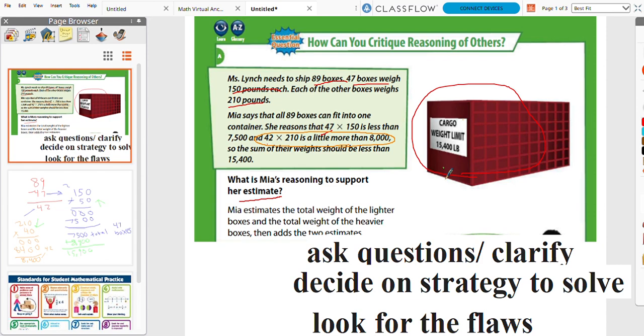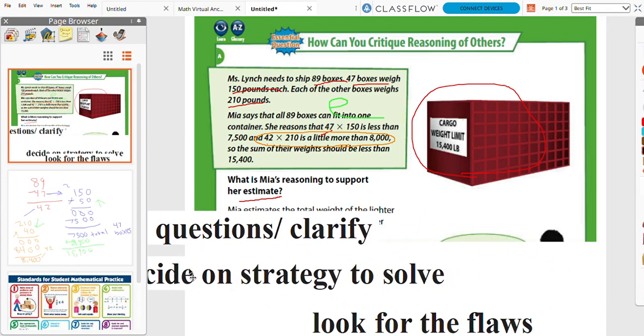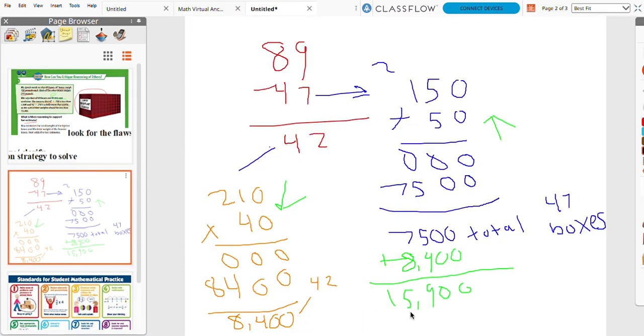Mia says that they all can fit. So if I go now to the next step, we did strategies, we asked clarifying questions. If I look at the next step of looking at the flaws, it looks like the flaw in her calculations is that she did not estimate 42 times 210 correctly. She underestimated the product, so her conclusion is not valid. The weight of the heavier boxes is 8,820. The weight of the lighter boxes is 7,050 if you're looking at exact weights. The total weight would be 15,870. Our estimation was pretty close. 15,900 is very close to 15,870.